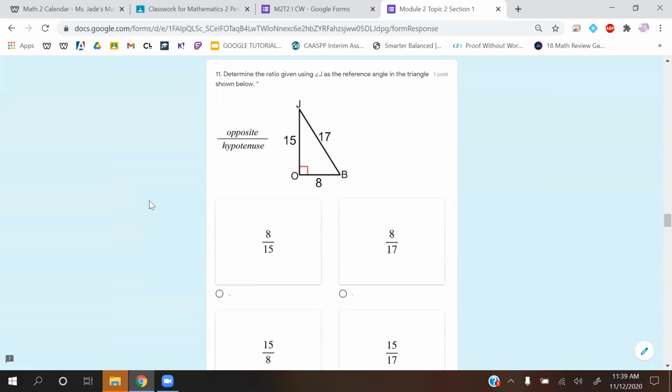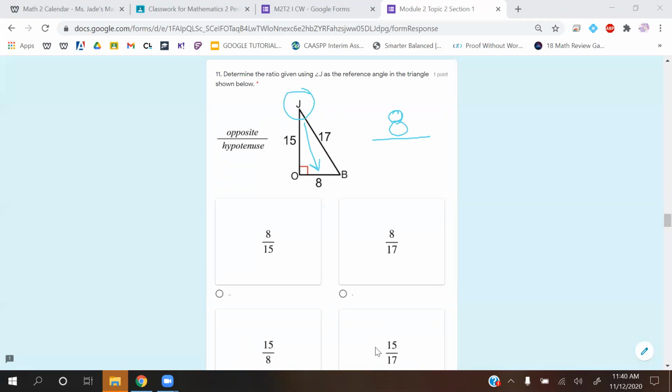Okay, so now we're going to put this together with numbers. For number 11, determine the ratio using J as the reference angle in the triangle shown below. So we have that J is our reference angle, and we want to know the opposite over the hypotenuse. First, let's do the opposite, the one on the top. The one on the top is opposite, which is 8. So we'll put 8 on the top. And then they want the hypotenuse on the bottom.